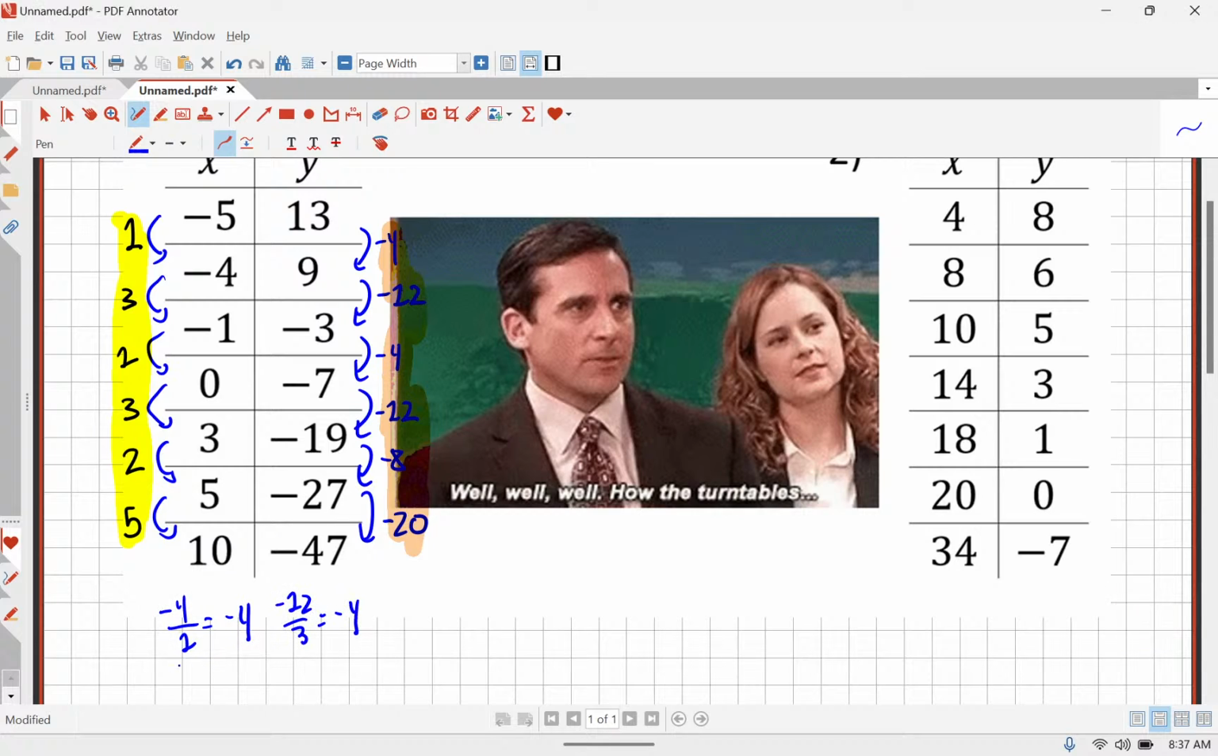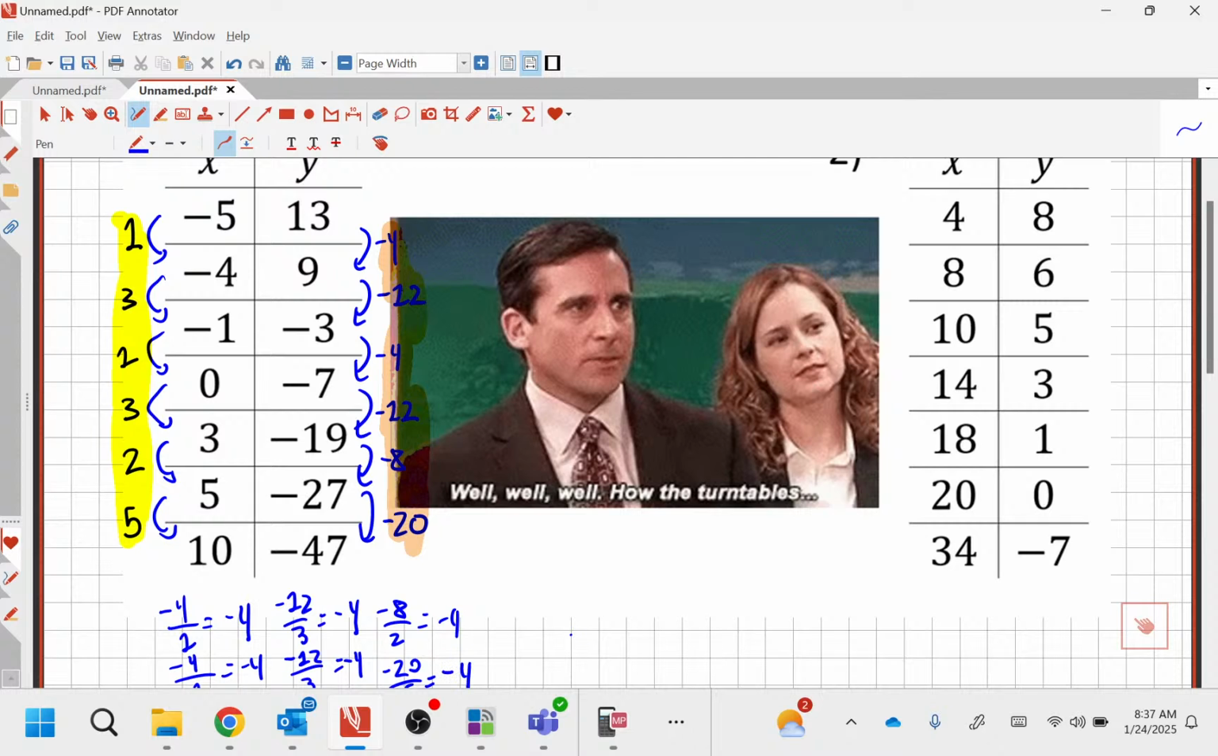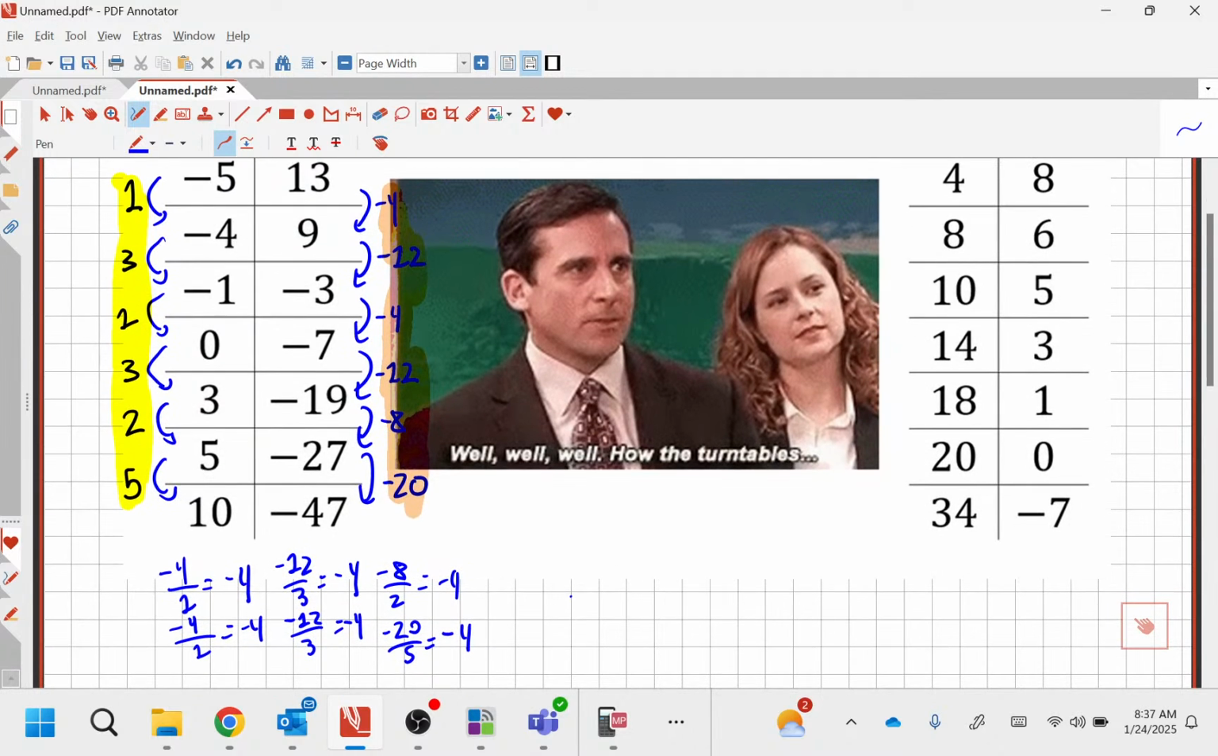Negative 4 divided by 1 is still negative 4. Negative 12 divided by 3 is still negative 4. Negative 8 divided by 2 is negative 4, and negative 20 divided by 5 is negative 4. So every time I divided those, I got negative 4.